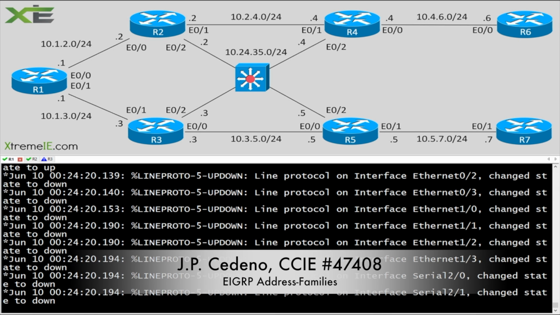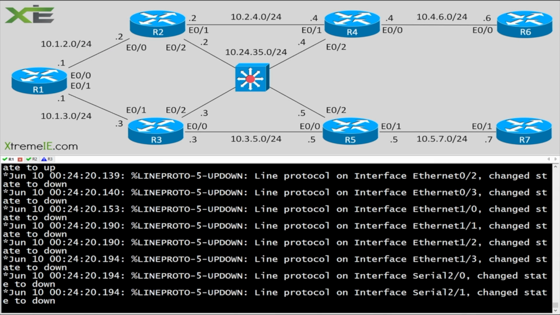In this video, what we're going to do is take a look at EIGRP address families. So EIGRP, when we deal with named mode, has now broken everything down into what we call address families, or AF, right? And in our address families, we have two different options. We have IPv4 and we have IPv6.